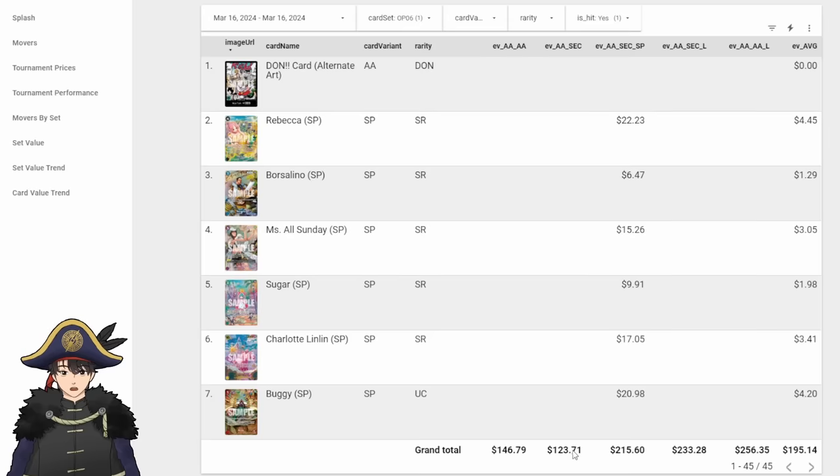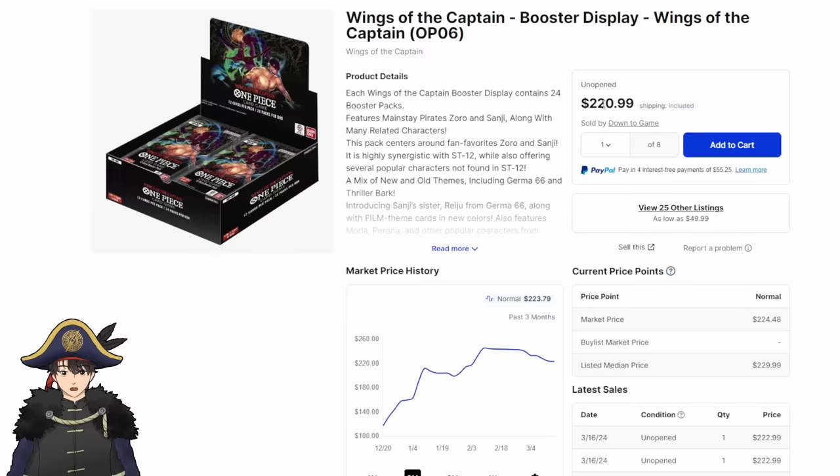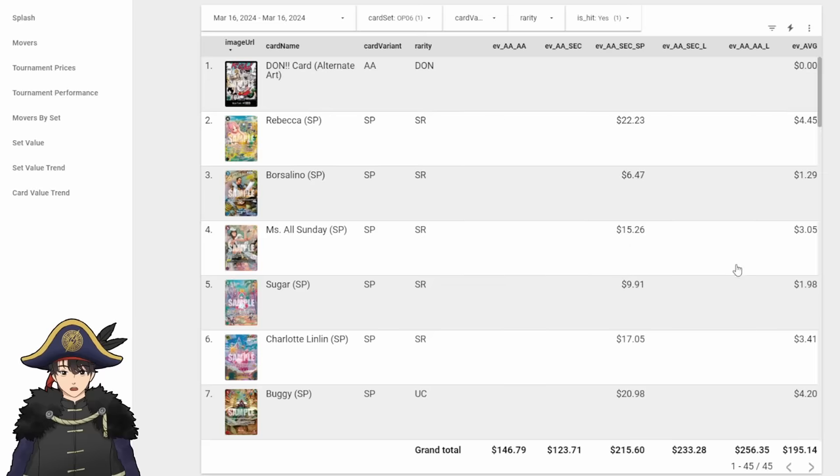The altart secret rare box is almost half the value of an 06 unopened box right now. So because of that, honestly, I'd recommend buying singles still for this price at 220. And this is assuming the way I'm thinking about it is correct. So please let me know if it's not, and I'll adjust accordingly.